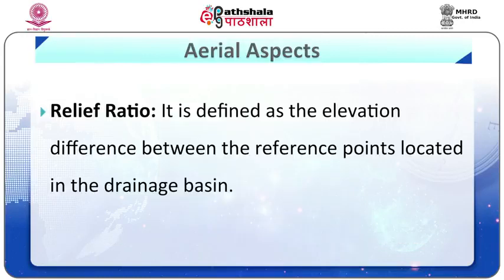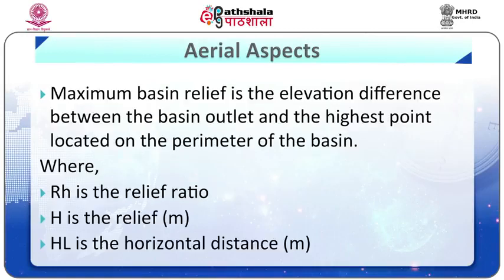Relief aspect, relief ratio. It is defined as the elevation difference between reference points located in the drainage basin. Maximum relief is the elevation difference between the highest point and the lowest point. Maximum basin relief is the elevation difference between the basin outlet and the highest point located on the perimeter of the basin. It is easy to compute minimum and maximum elevation and absolute highest and relative relief, which in turn give us the relief ratio, which we can see in the given equation.